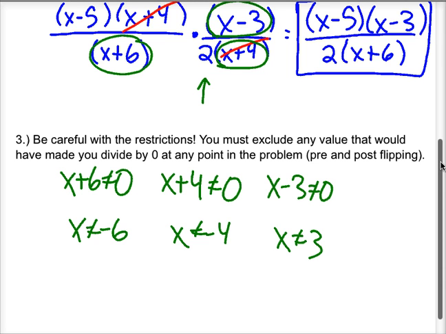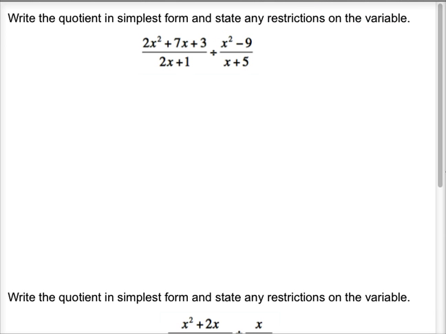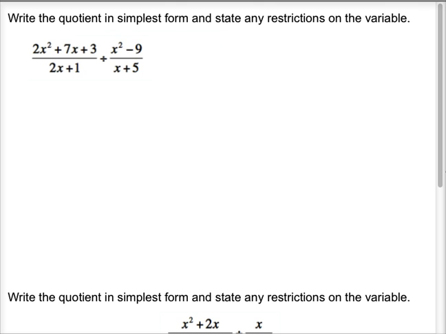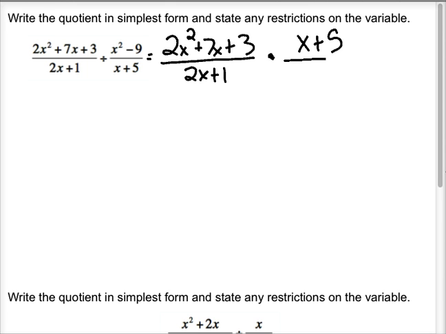All right, so let's take a look at another example. So it wants us to write the quotient in simplified form and state any restrictions. So again, the first thing I'm going to do is I'm going to rewrite this. I'm going to change it to a multiplication problem by flipping that second fraction.